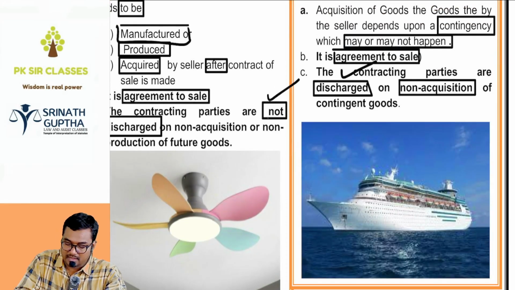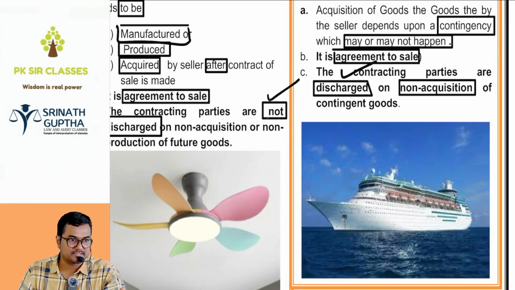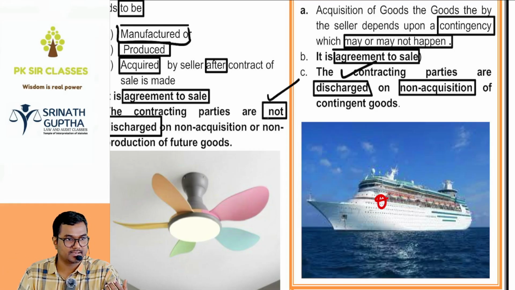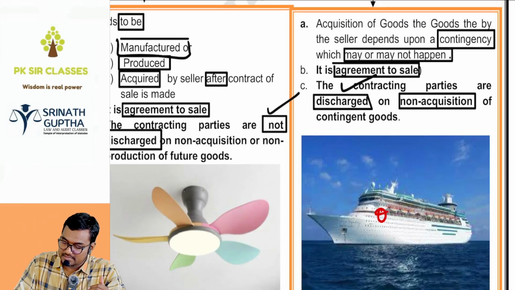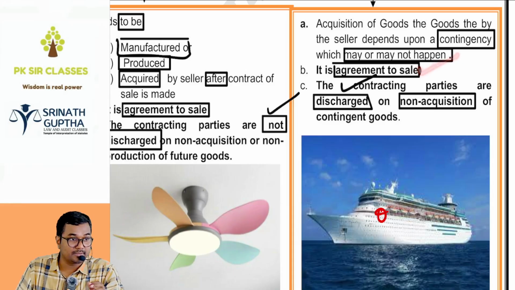So I entered into a contract with Satvika for sale of a watch. Where is the watch? The watch is inside the ship. If the ship arrives, I will give you the watch. So it is an agreement to sell. It will become a sale if the ship reaches. Right now it is an agreement to sell. If the ship is not reaching, if the contingency is not happening, the ship has sunk, the contract will be discharged. The parties will be discharged due to non-occurrence.